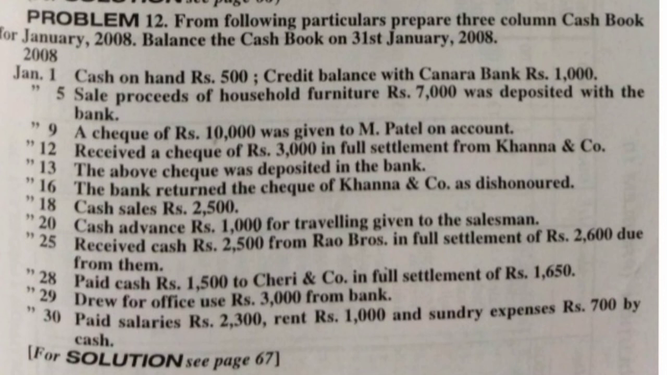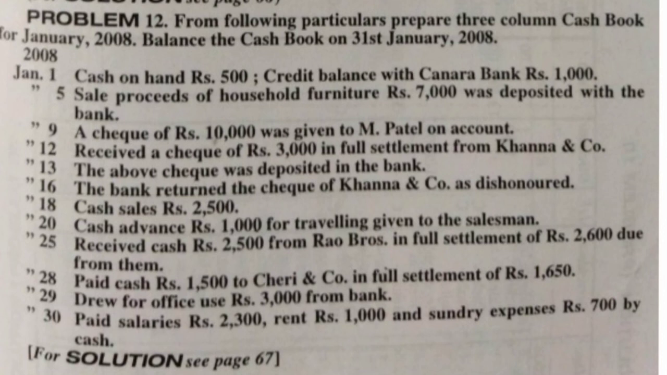Next, on 16th January, the bank returned the check of Kannan and Company as it is dishonored. The check we received on 12th January from Kannan and Company got dishonored. What I told you is that on dishonor of a check, we need to reverse the previous transaction. What is the previous transaction we recorded? That is cash account debit to Kannan account on 12th January.